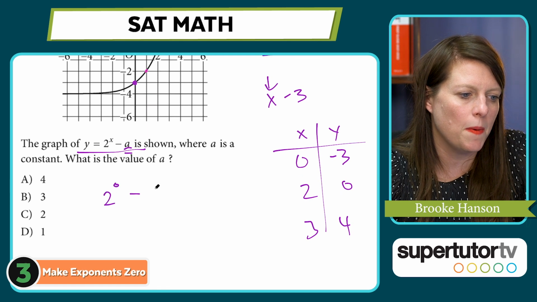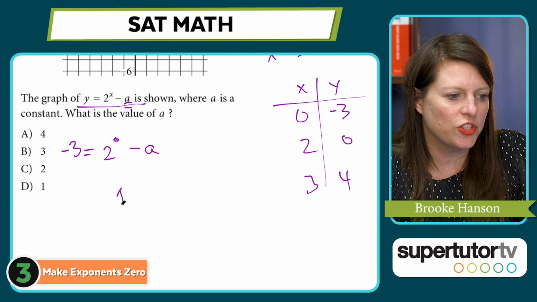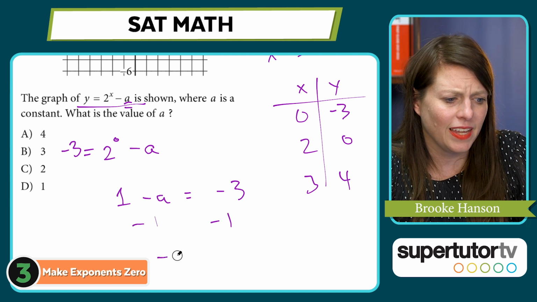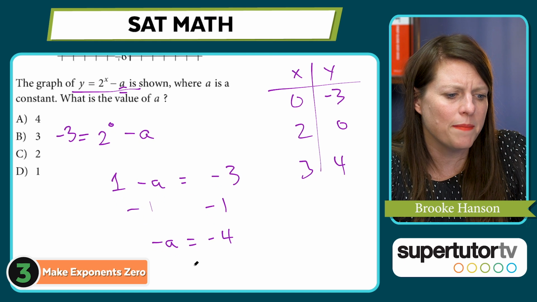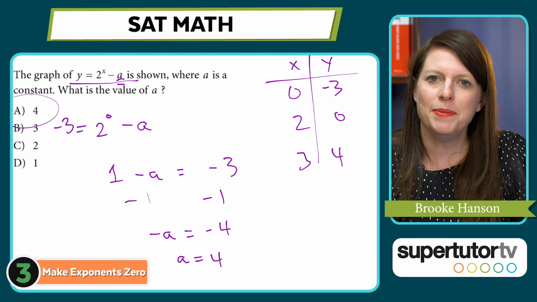We get 2 to the 0 minus a equals negative 3. So this is just 1 minus a equals negative 3. I can subtract 1 from both sides. I get negative a equals negative 4. Well, that means positive a equals positive 4. And that's answer choice A, and I'm done.